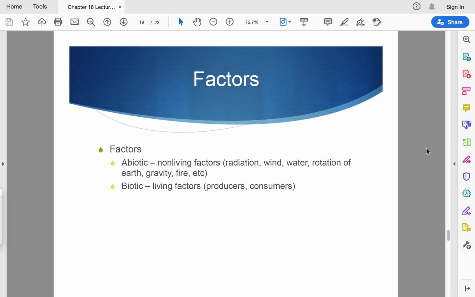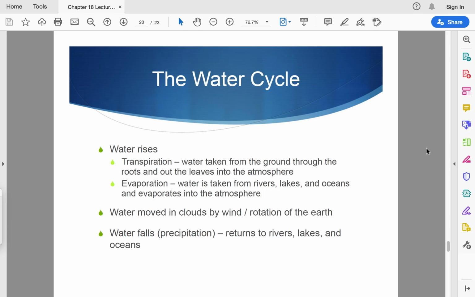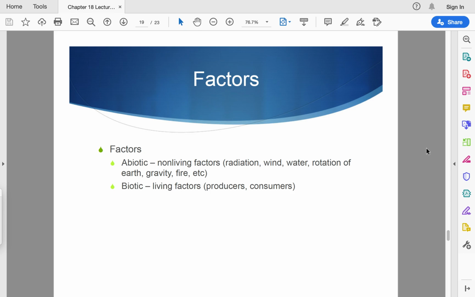Different factors that affect the environment. You have abiotic, meaning non-living factors: radiation, wind, water, rotation of the earth, gravity, fire. These are all non-living factors. And then biotic, bio meaning life. These are living factors. These are producers and consumers. By producers we mean plants, or certain animals that are eaten by larger animals. And then you have consumers, animals that eat plants and animals that eat other animals.